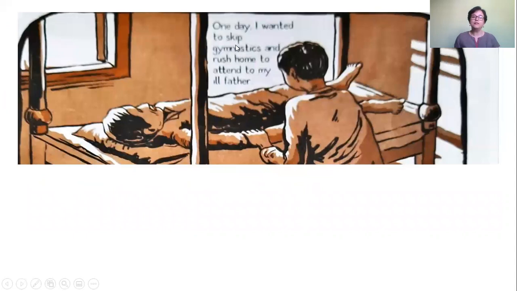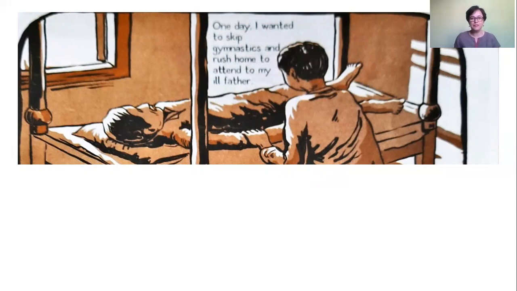One day, I wanted to skip gymnastics and rush home to attend to my ill father. So, one day, what happened? Gandhi's father was really sick. So, he wanted to go home and look after his sick father. In order to do that, he would have to skip gymnastics. And I hope you remember that gymnastics is now compulsory. The headmaster has made gymnastics compulsory, and Gandhi has already been missing those classes, making excuses. Now he really has a reason to miss it.